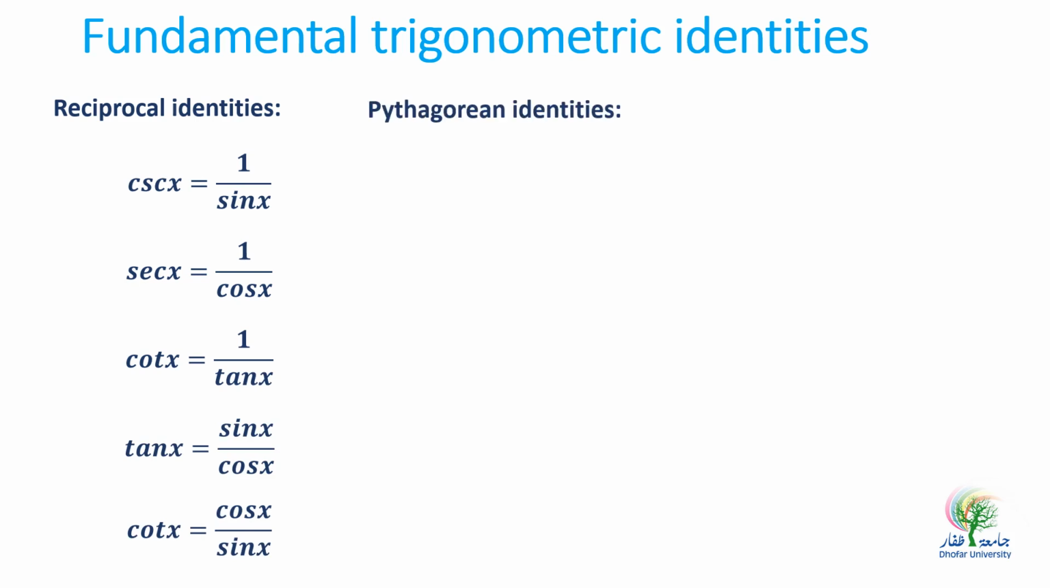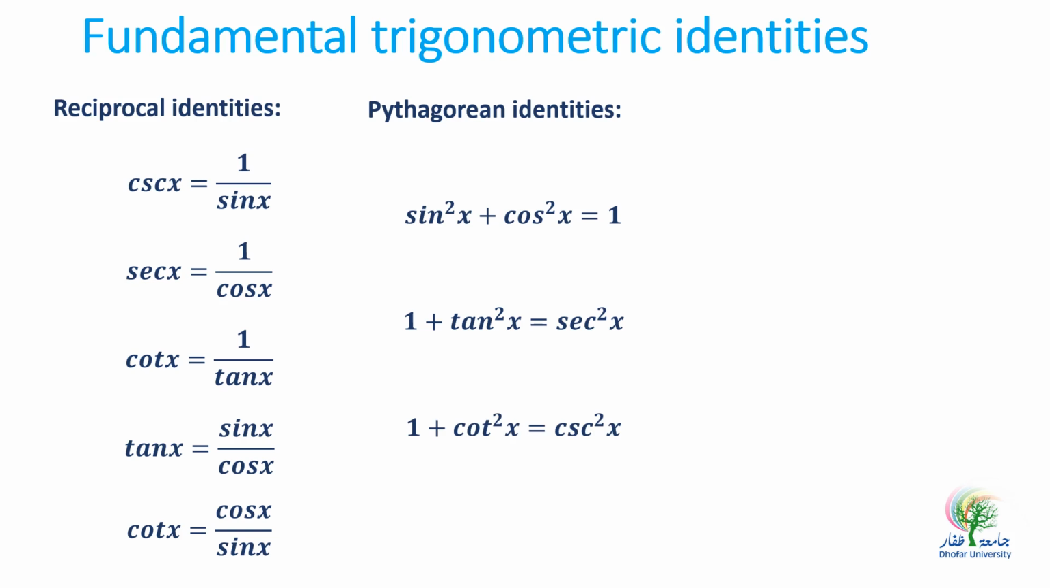Pythagorean identities. Sin square x plus cosine square x is 1. 1 plus tan square x equals secant square x, and 1 plus cotangent square x is cosecant square x.